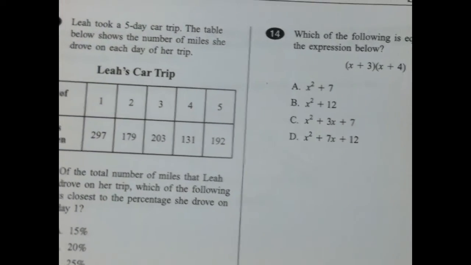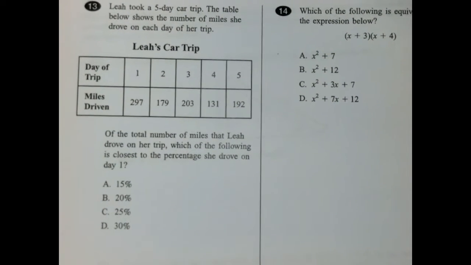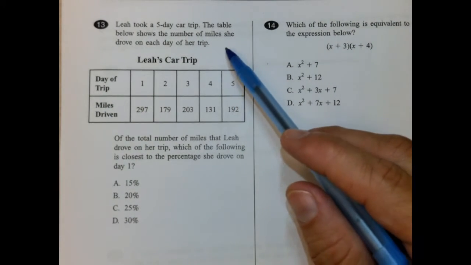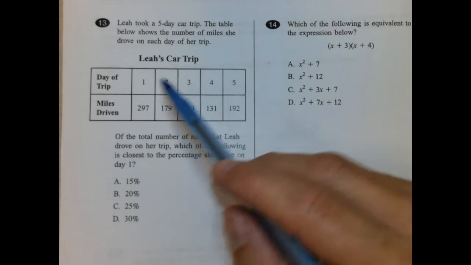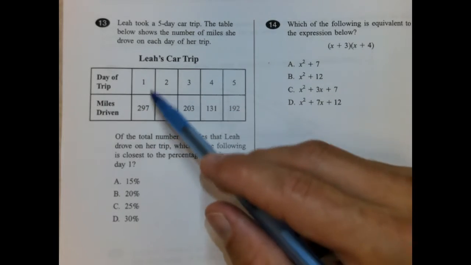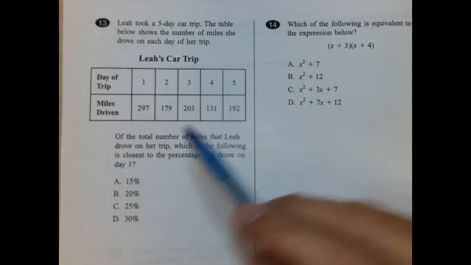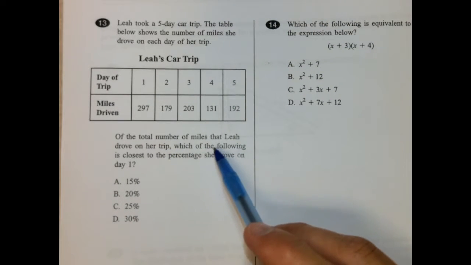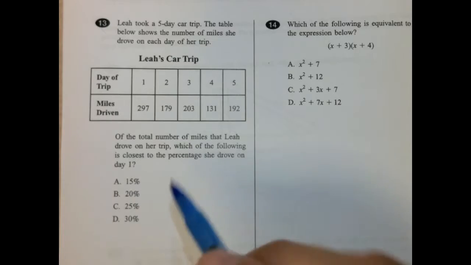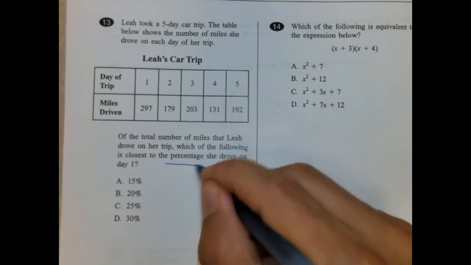Let's get a few more of these done here. Leah took a 5-day car trip. The table below shows the number of miles she drove in each day of the trip. And this is definitely not cumulative. This is just how many miles each day. Of the total number of miles that Leah drove on her trip, which of the following is closest to the percentage she drove on day 1?